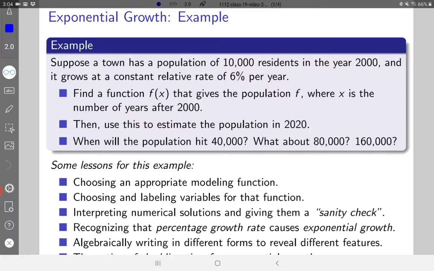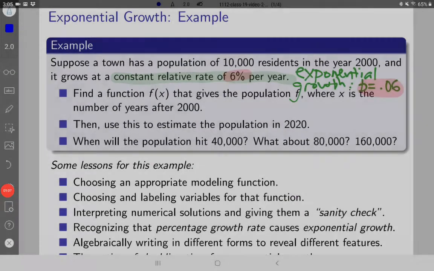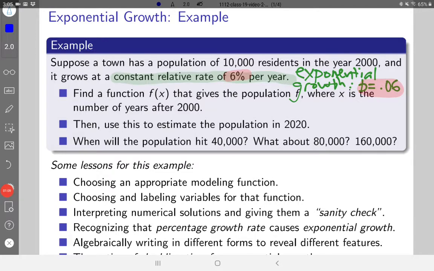So after this video, I'm hoping that you will, in the future, look at that phrase and recognize that that means exponential growth. And even more specifically, I hope that in the future you will recognize that this is going to lead to an exponential growth function whose constant b, that multiple in the exponent, is 0.06 because of that 6%. That's another way to write 6% as a decimal value, 0.06.